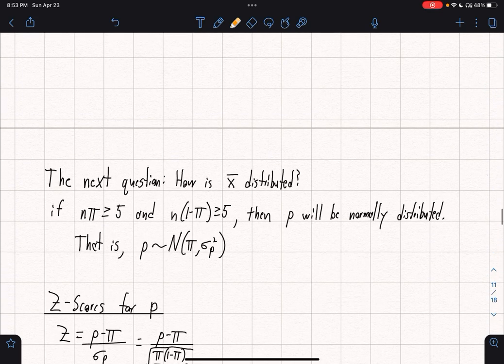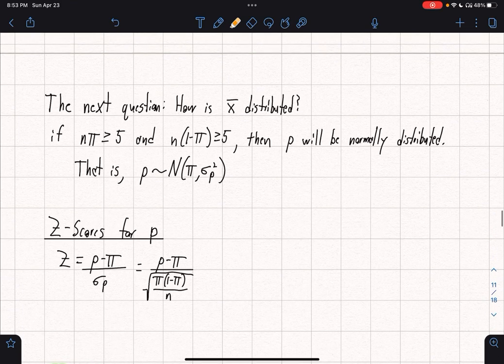We also need to think about, again, how is p distributed? And we've got a very simple rule. If n times pi, the number of observations in the sample times the proportion, is greater than or equal to 5, and n times the proportion of failures, 1 minus pi, is also greater than or equal to 5, then we're going to say that p is normally distributed. To put it more succinctly, p will be normally distributed with a mean of pi and variance of sigma squared p.